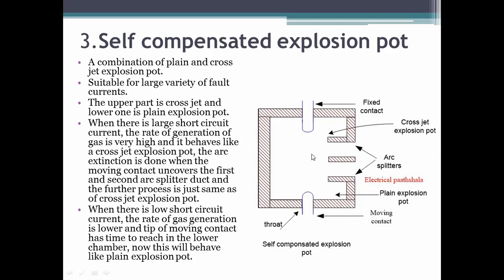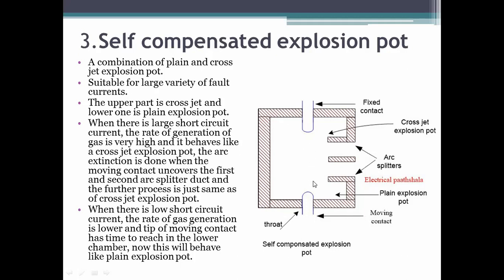So when any short circuit happens, means for heavy currents, at that time this cross jet explosion pot will work, which is the upper part here. When the short circuit happens, there is a very high fault current. At that time the gases generated are also high, and high pressure will be developed there. And at that time your cross jet explosion pot will work, and the arc extinction will be done there.